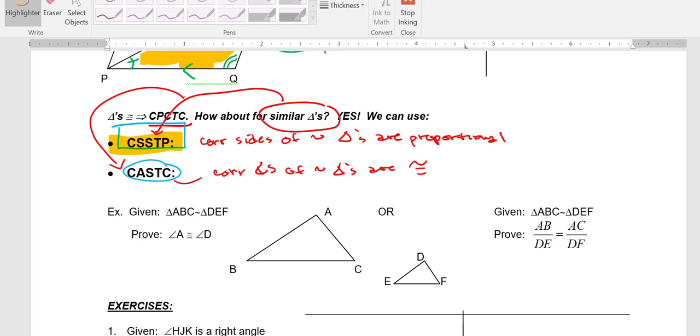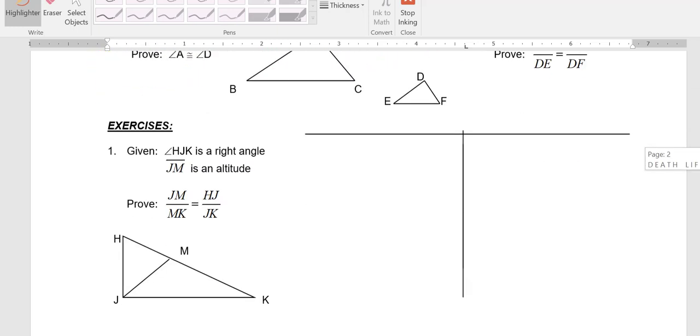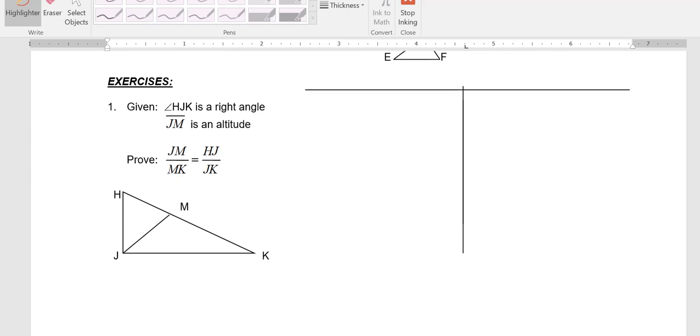Okay, so let's try a proof here. It's given that HJK is a right angle. So we got this as a right angle. JM is an altitude, so that's a right angle. And you're trying to prove this. So that's what you're going to see on the proof statement when you're using the CSSTP, the corresponding sides being proportional.